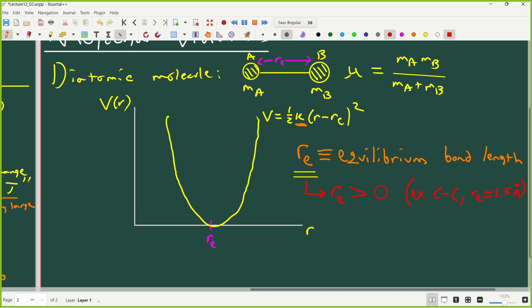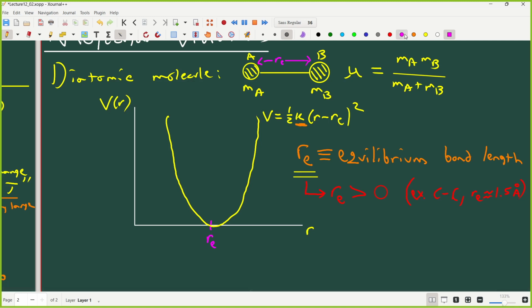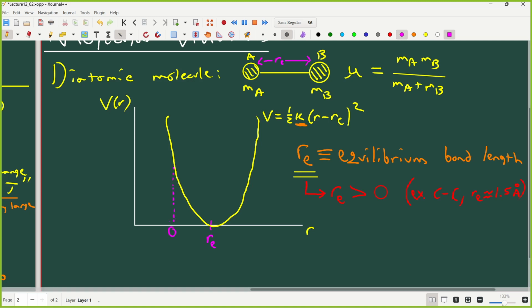It's symmetric about R sub E. So the force that's required to stretch or compress a bond by some distance from R sub E is the same regardless of which way I go. So let's check both examples. Let's go to the left. We're going to compress the bond, so the bond length gets smaller and smaller. R sub E is some positive number, but eventually we're going to hit R equals 0. We're going to compress it so much that the bond length is now 0.